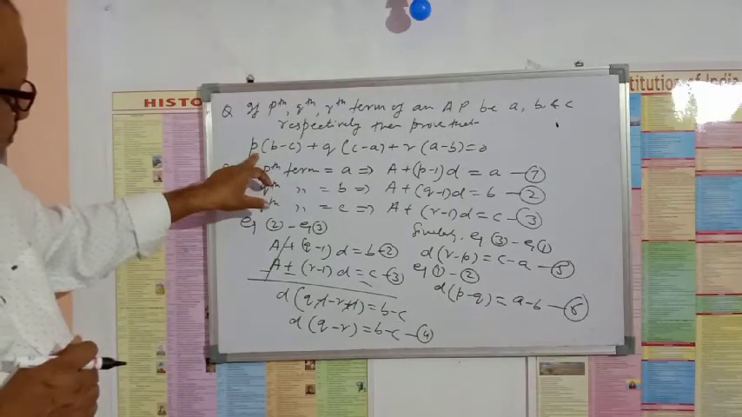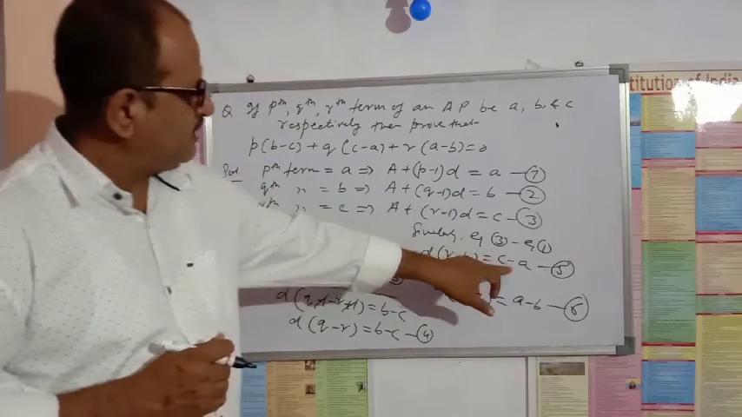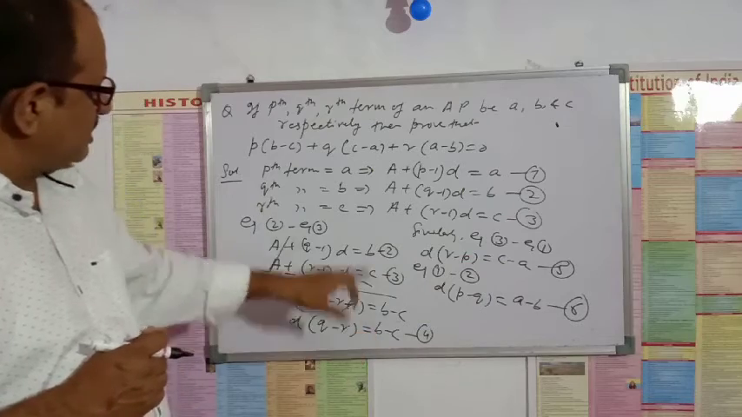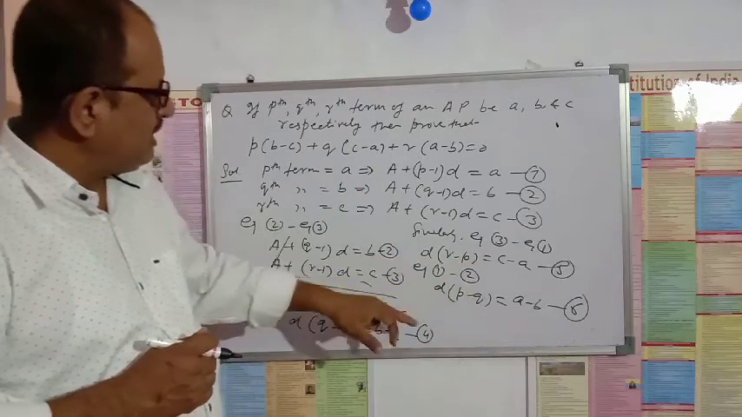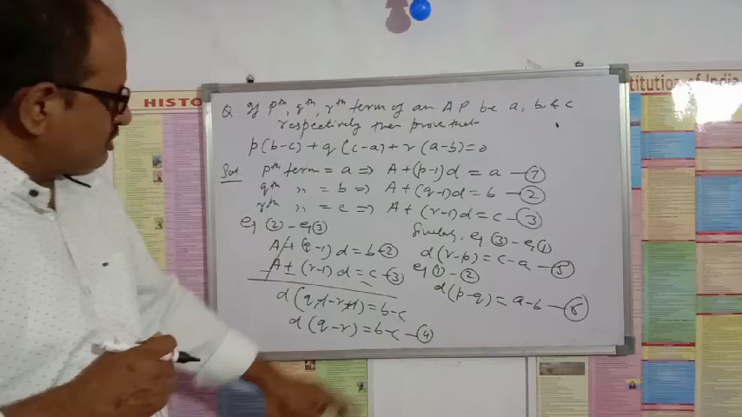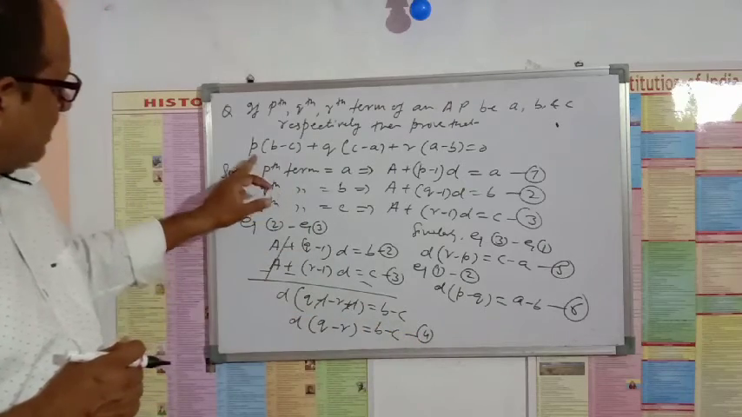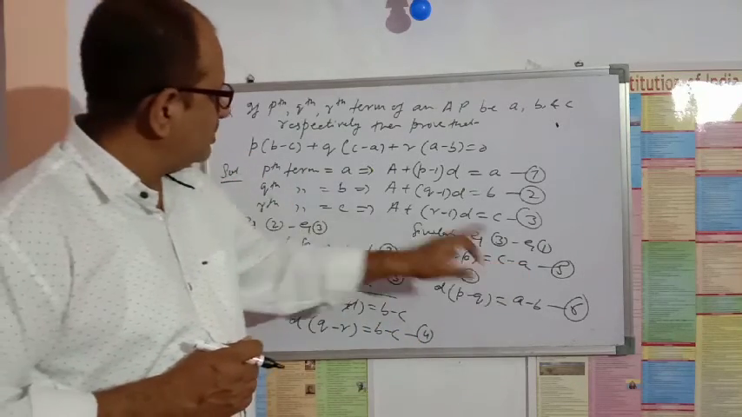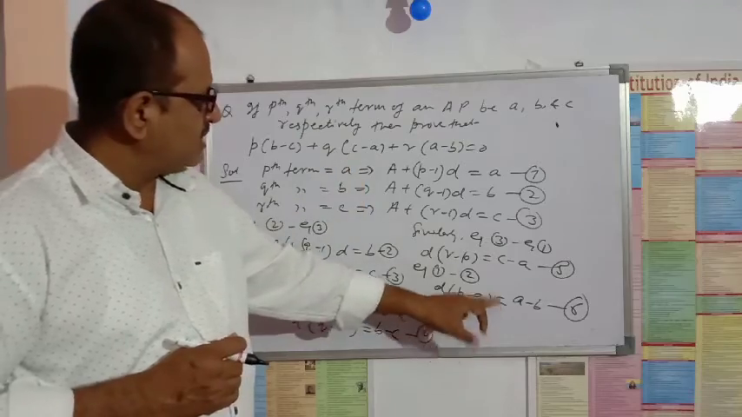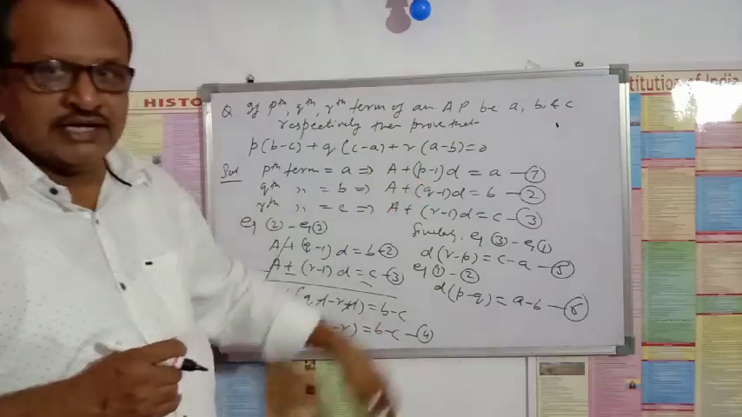But here we have to prove p into (b minus c), q into (c minus a), r into (a minus b). So we will multiply the fourth equation by p, the fifth equation by q, and the sixth equation by r, and then add them.